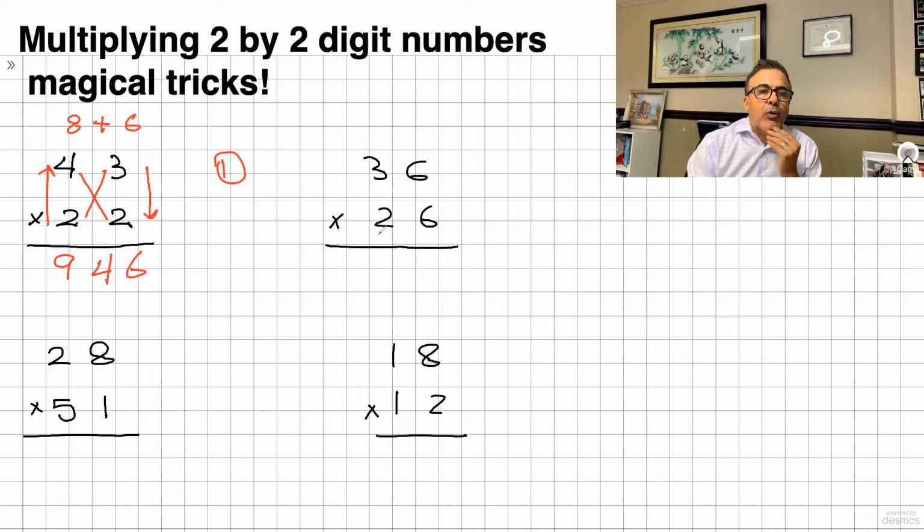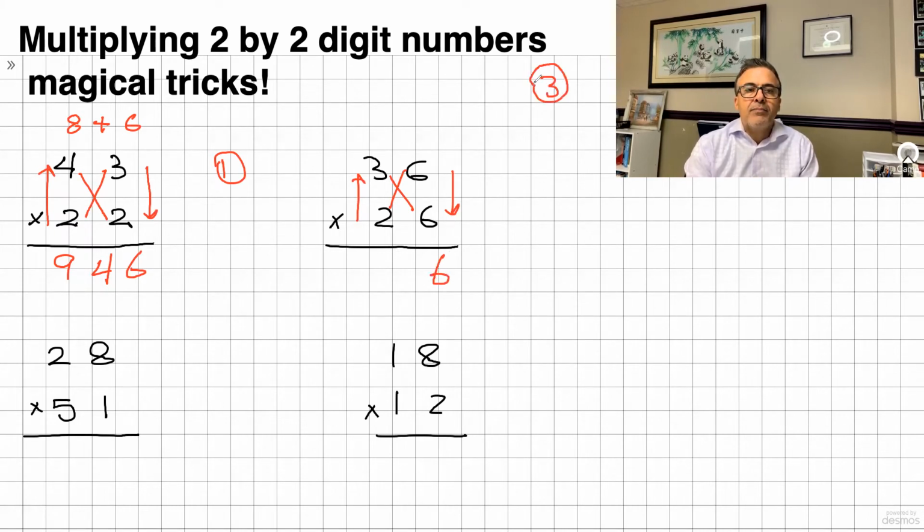Let's try this one. So again, multiply this way, cross multiply and add, and then multiply that way. So 6 times 6 is 36. So you put a 6 there, and you have a 3 as a remainder.